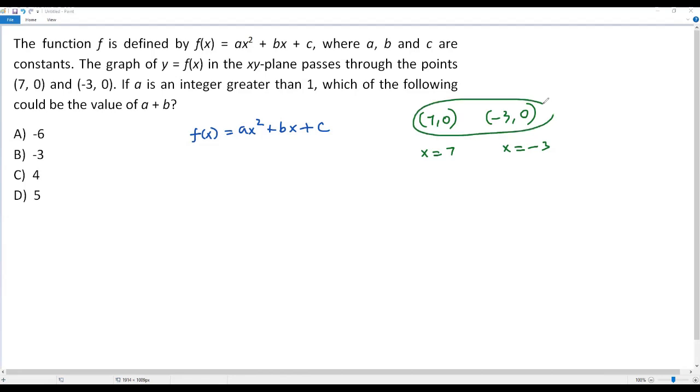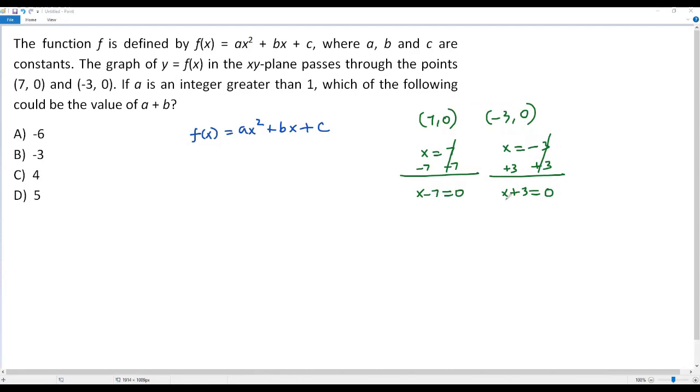From the given two x-intercepts, I will be able to get the two factors of the quadratic expression. To get the two factors, in these two equations, I have to make the right side 0. Let's consider the first equation. To make the right side 0, I have to subtract 7 from both sides. When I do so, the 7 and negative 7 will cancel out. I am getting x minus 7 equals 0. Now to make the right side 0 in this equation, I have to add 3 to both sides. When I do so, negative 3 plus 3 will cancel out. I am getting x plus 3 equals 0.